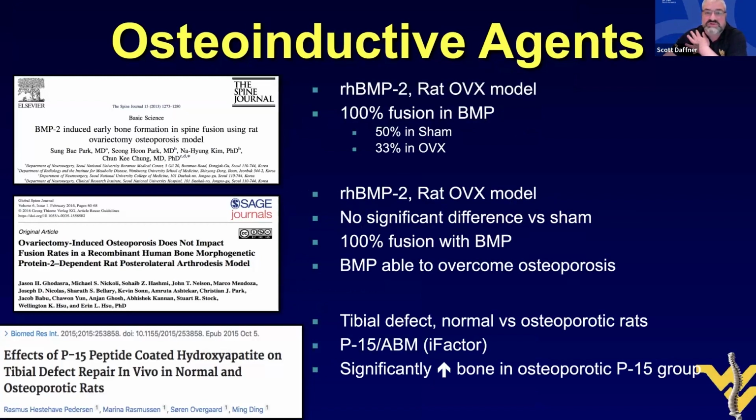Again, the top two are rat ovariectomy models, and again they found excellent fusion rates using BMP, able to overcome the impact of the osteoporosis. The bottom study looked at P15 bound to an anorganic bone matrix, which is what i-Factor is, if you're familiar with that as the brand name. And again, in the osteoporotic rats in that study, there was significantly increased bone formation. So perhaps that helps.